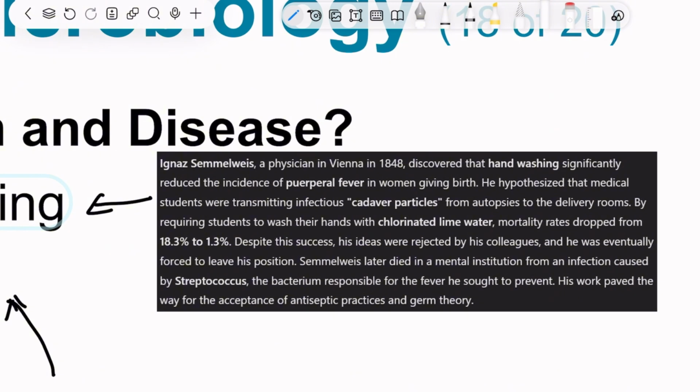He hypothesized that medical students were transmitting infectious cadaver particles from autopsies to the delivery rooms. By requiring students to wash their hands with chlorinated lime water, the mortality rate dropped from 18.3% to 1.3%. Despite this success, his ideas were rejected by his colleagues, and he was eventually forced to leave his position. Semmelweis later died in a mental institution from an infection caused by Streptococcus, a bacterium responsible for the fever that he sought to prevent. His work paved the way for the acceptance of antiseptic practices and germ theory.